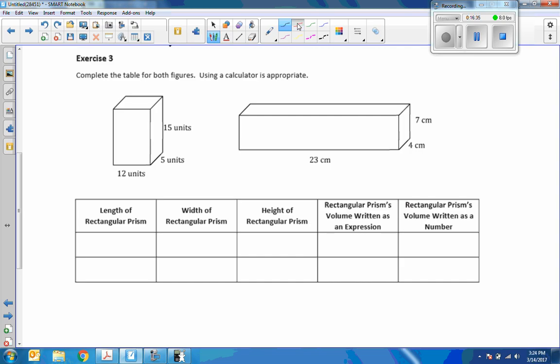Okay, exercise 3. Complete the table for both figures. Using a calculator is appropriate. Try doing this on your own. Come back and check your answers after.